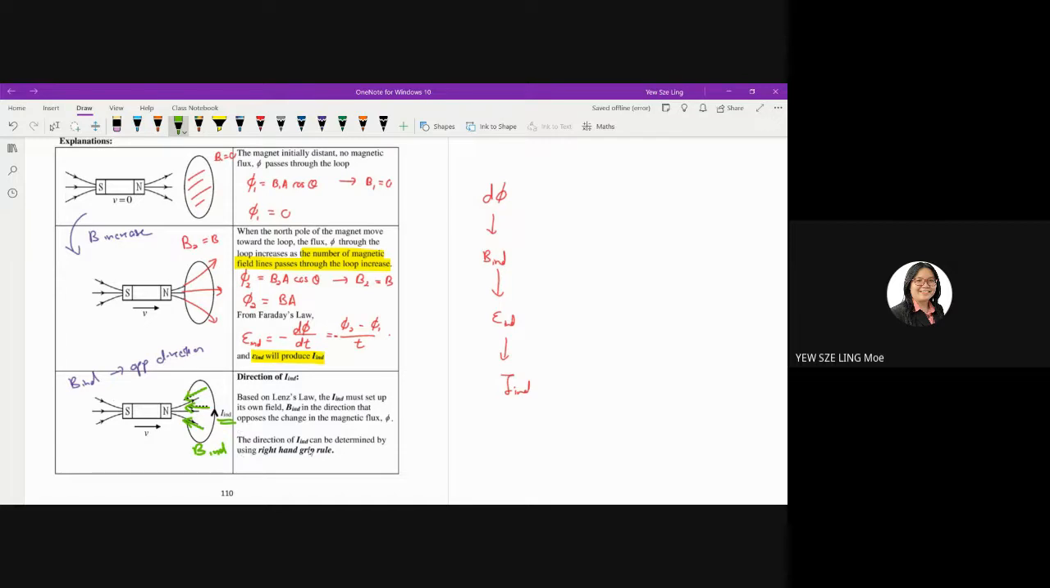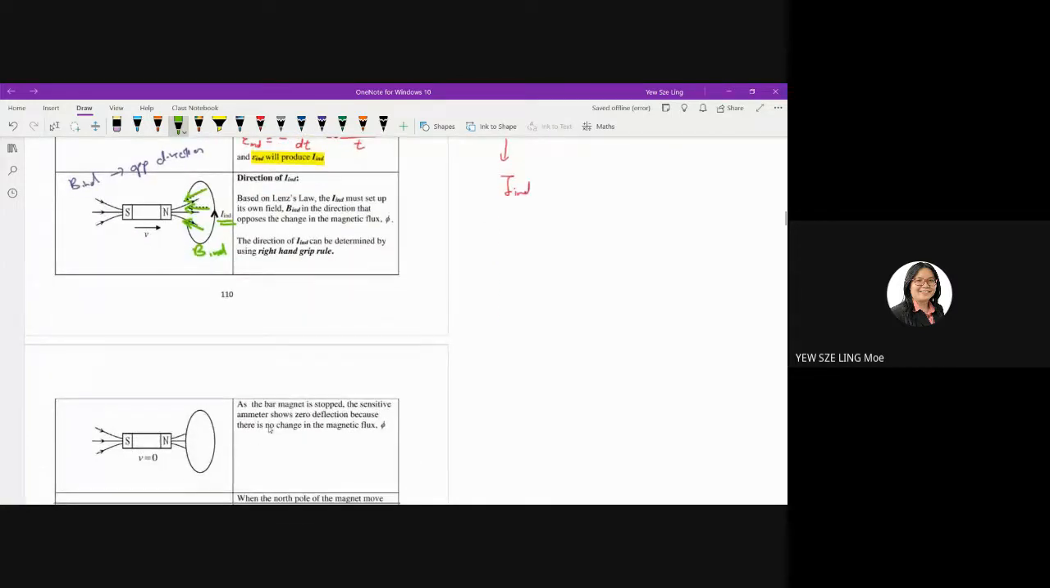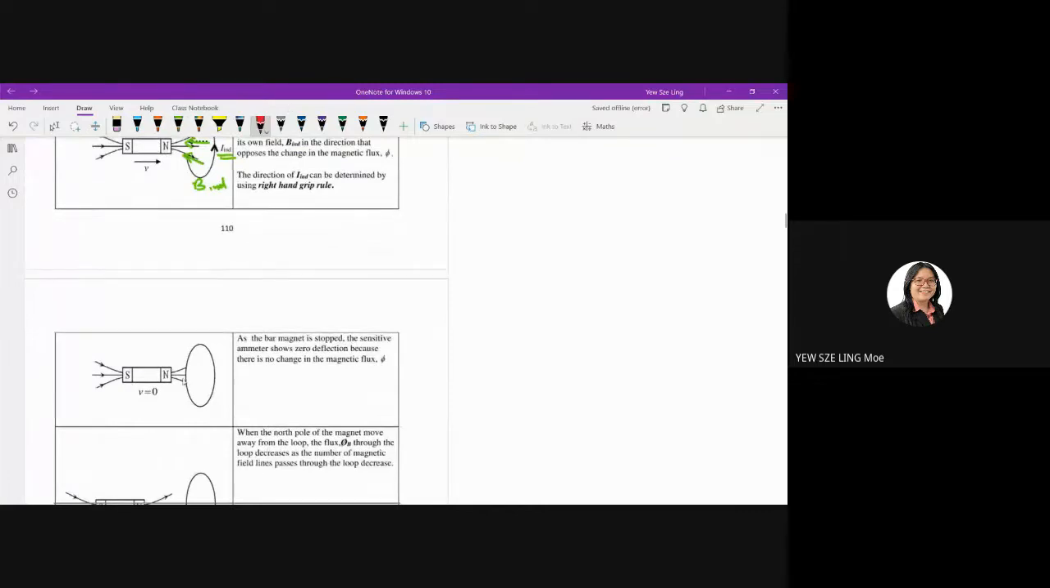So that is case number 1, when you move the magnet towards the loop. Now, since your magnet is already very close to the loop, positioned here, what happened? You let it stop. The keyword right here is stop. When you stop the magnet, the ammeter shows 0. Why? Because there's no change in the magnetic flux.